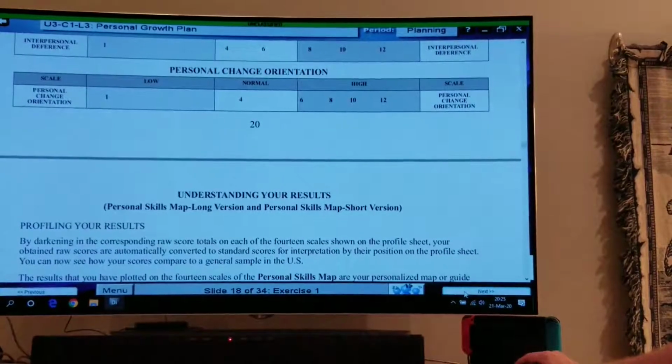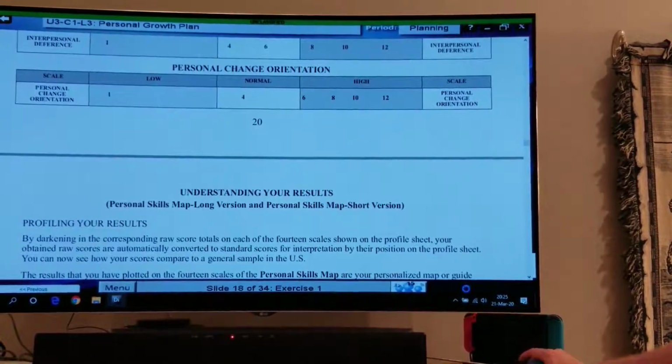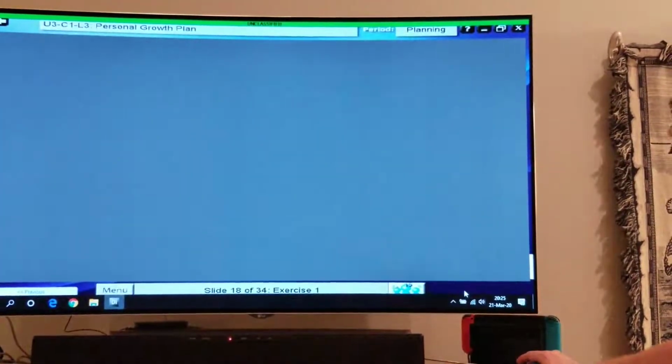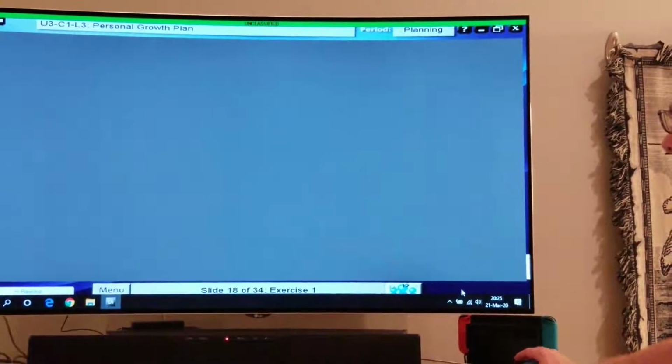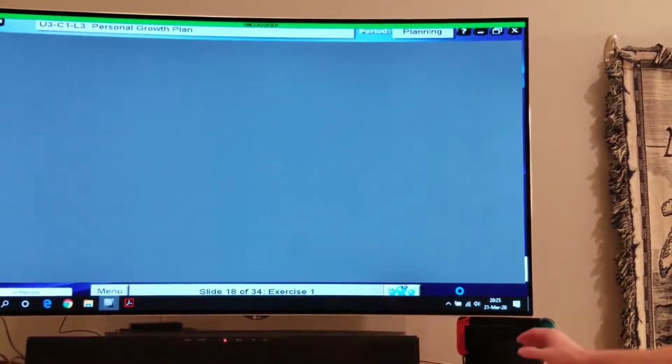Again, this will be the last assignment due to me this week. For some reason it gets hung up here, but the little wheel of death should disappear and give us the next slide.